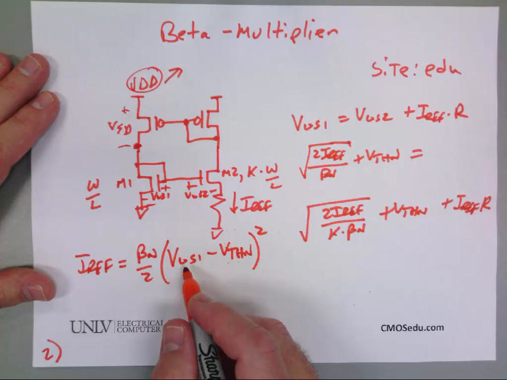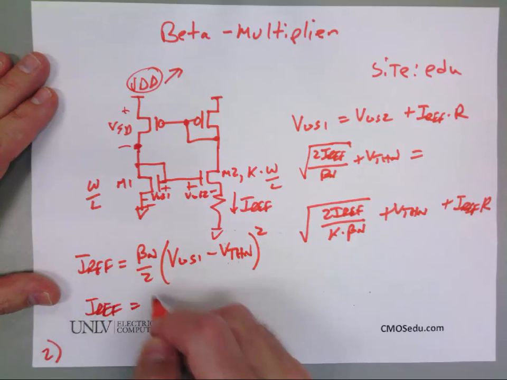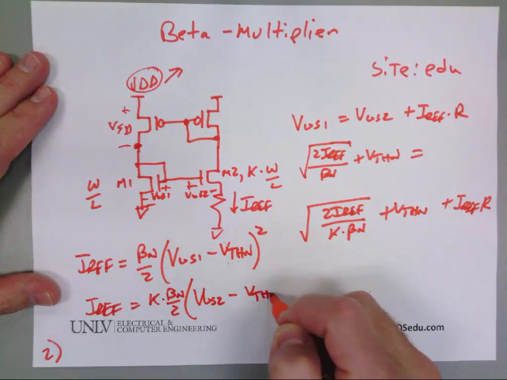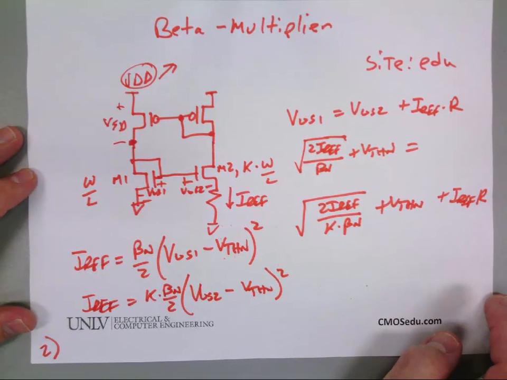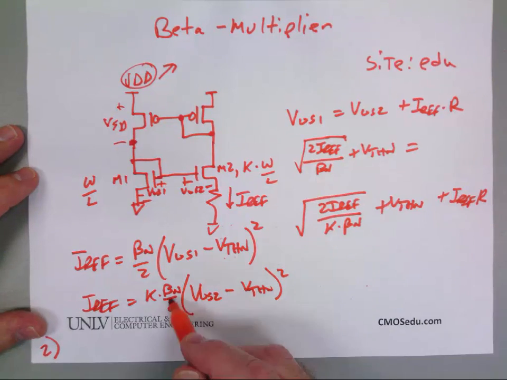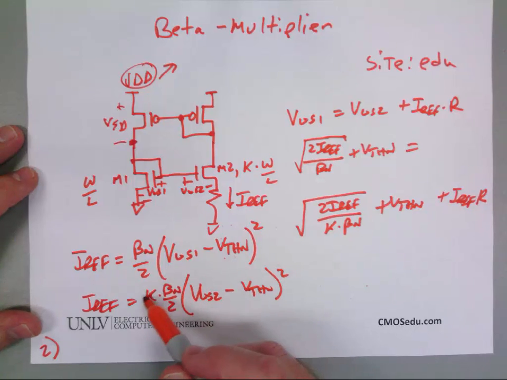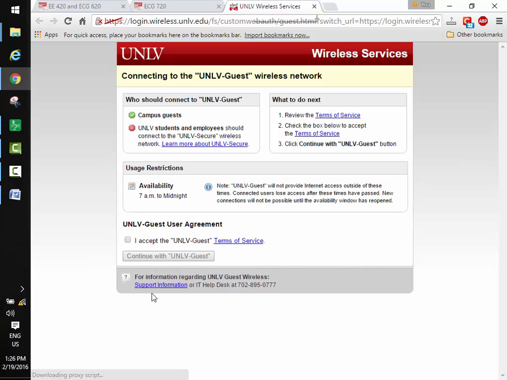Or I could write this as Iref. Tell me if this is right. Yeah, so this has a width of kW. So VGS2 is going to be smaller because I multiplied this up by k. So then when I solve for VGS2, that's how I get this equation here, k times beta.